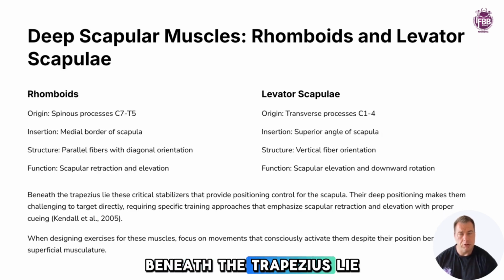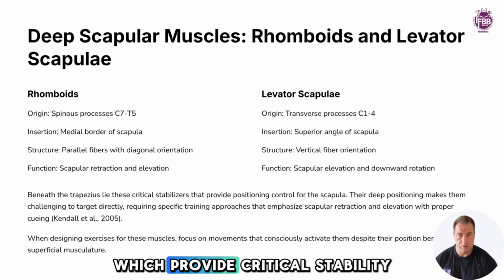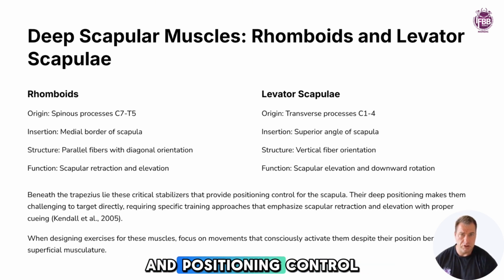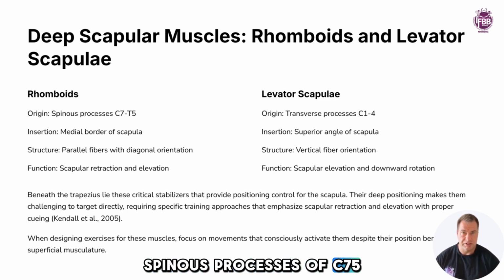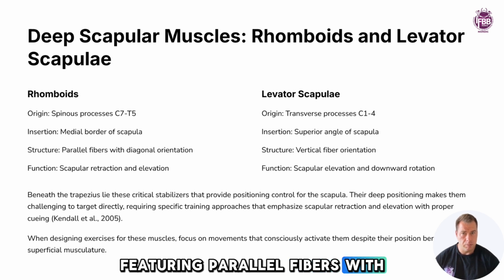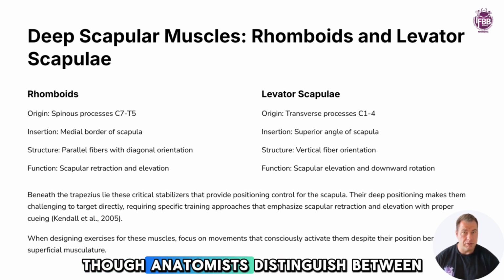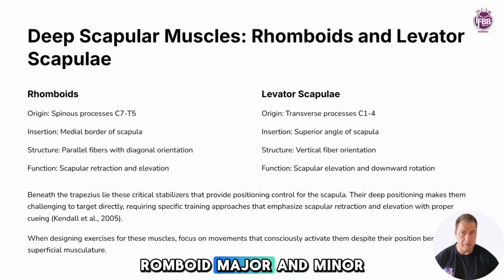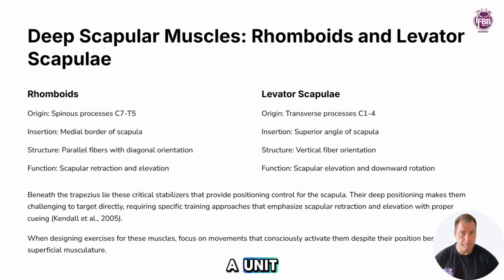Beneath the trapezius lie the rhomboids and levator scapulae, which provide critical stability and positioning control for the scapula. The rhomboids run from the spinous processes of C7 to T5 to the medial border of the scapula, featuring parallel fibers with a diagonal orientation. Though anatomists distinguish between rhomboid major and minor, functionally they work as a unit.